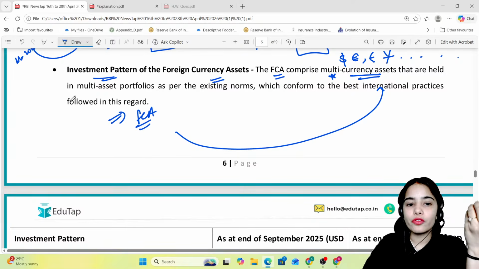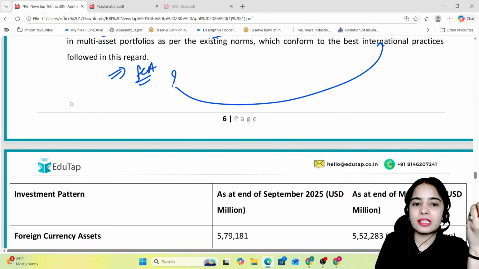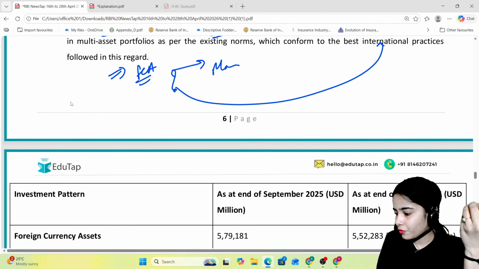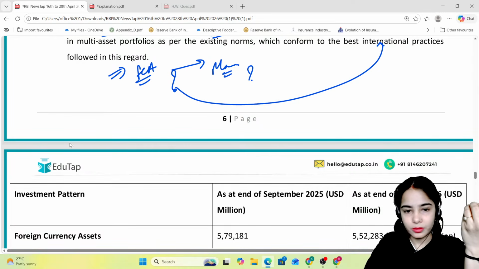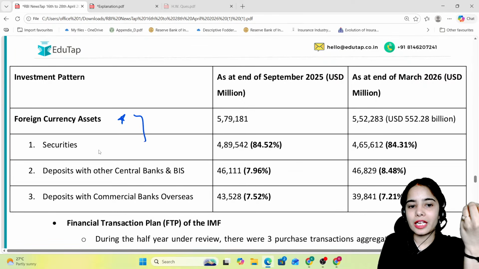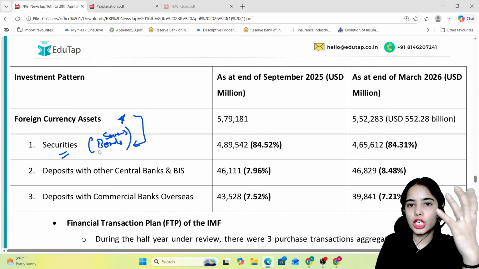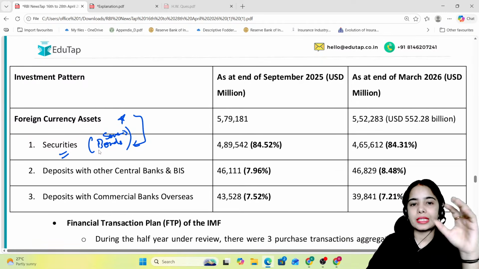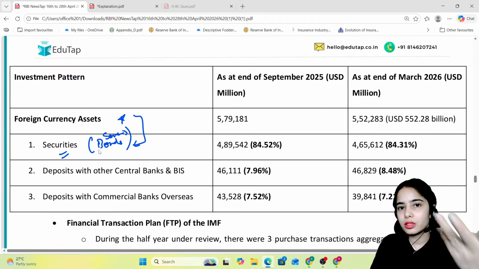Okay. Now, the foreign currency asset is invested where? The money is invested where? Yes. So, investment pattern, see. The foreign currency assets, they are invested in the securities. Securities are basically the sovereign bonds, the government bonds. So, government bonds of the different countries, they are the most trusted instrument.